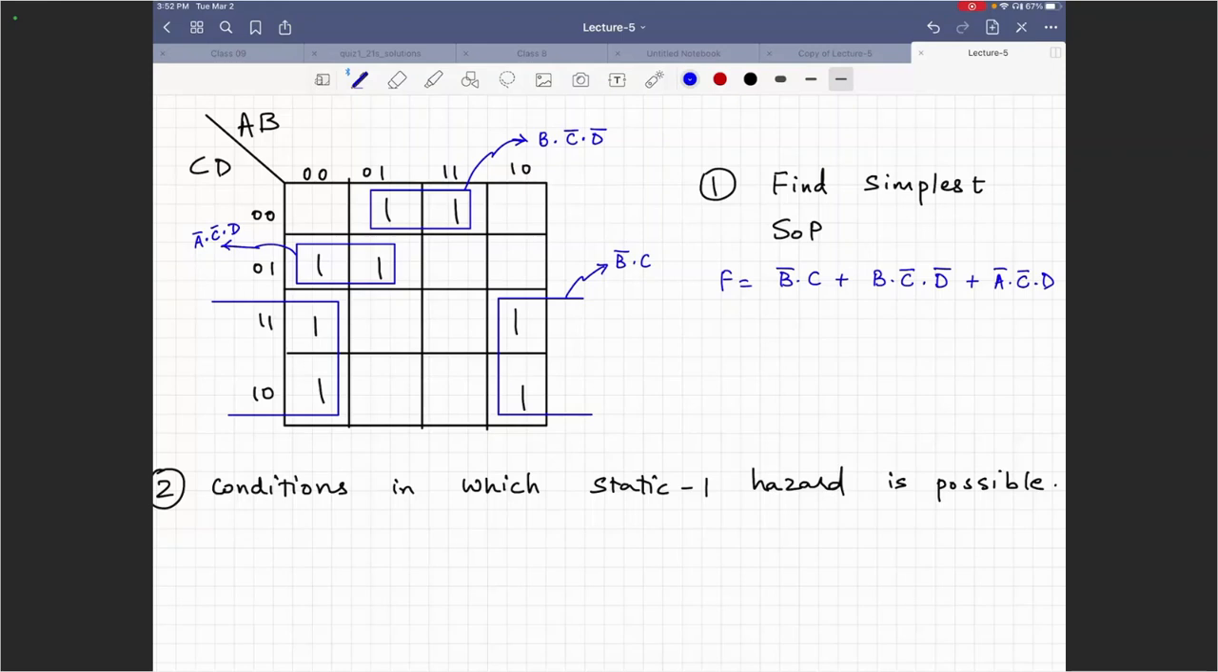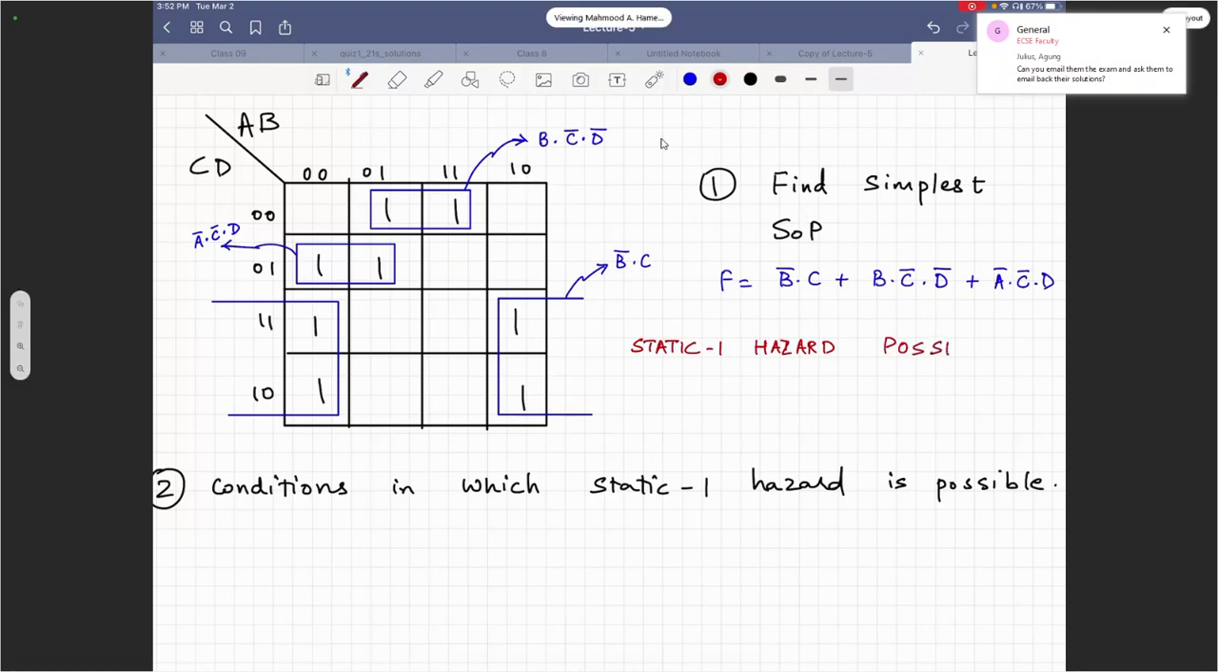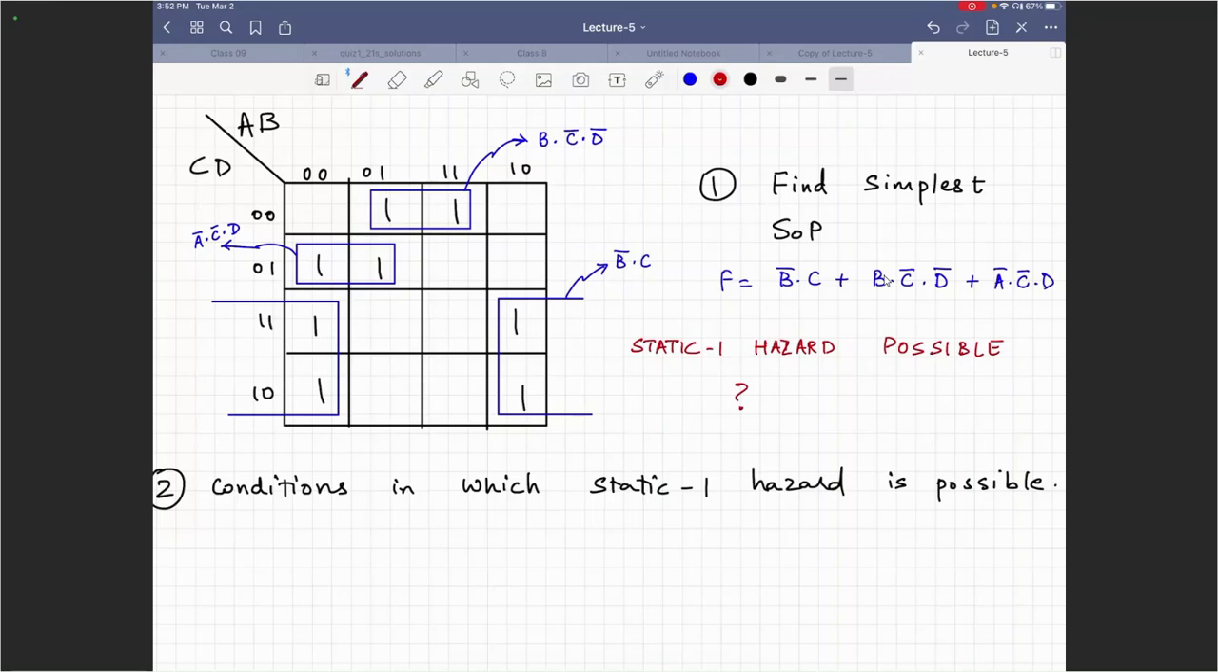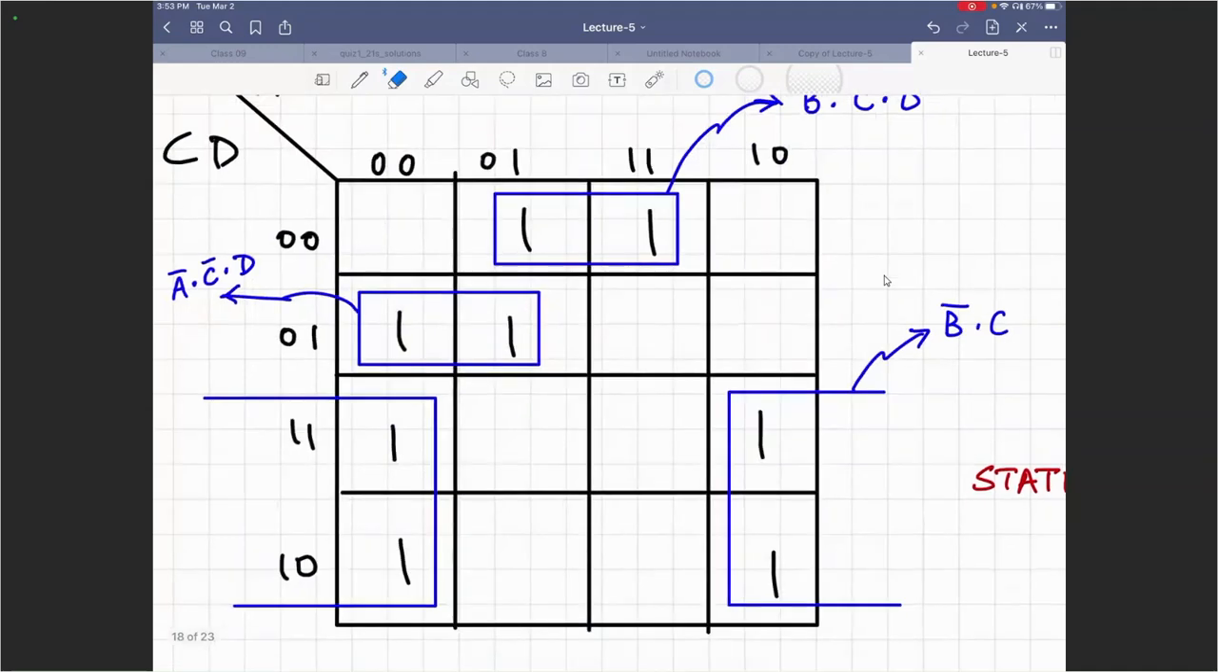Now my goal is to find the conditions in which we could have a glitch. So first question, is there static one hazard possible? Static one hazard, is it possible? I'm only focusing on SOP forms here, right? Because I've listed the ones, I'm not grouping the zeros here. Static one hazard possible, question mark. Yes or no, guys? Yes. Let's try to identify the redundant prime implicants that can save us. Actually, there are two of them. One is right there. The other is right there.